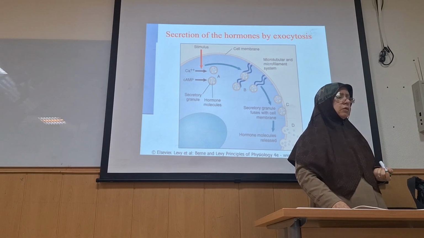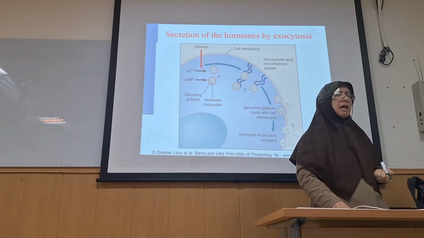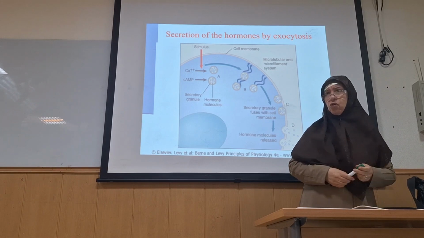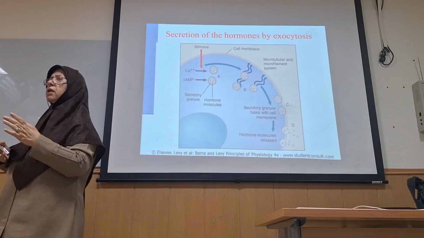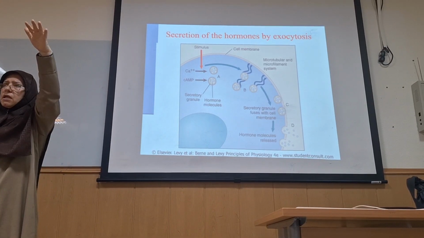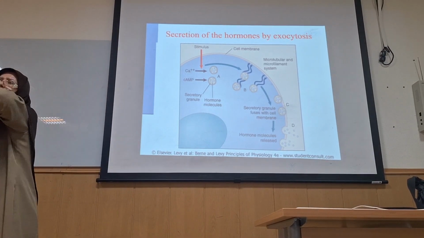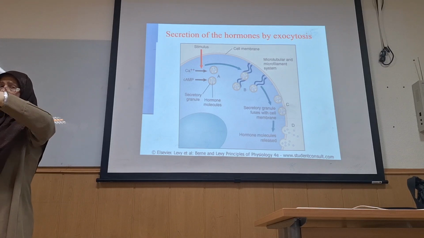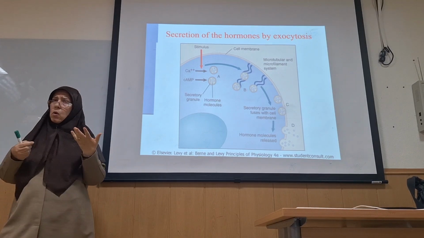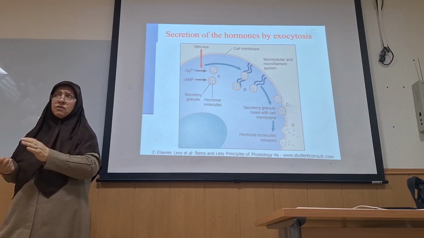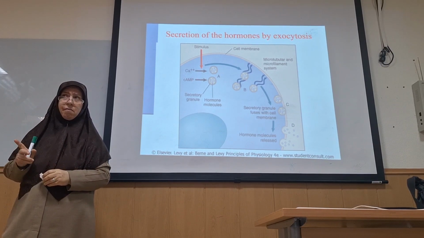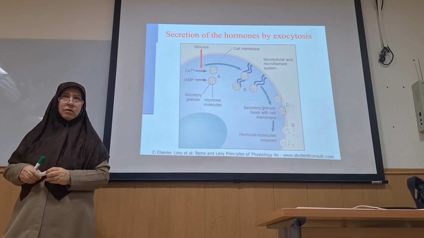Some hormones' exocytosis depends on cyclic AMP. In which hormones? Usually calcium: when the calcium level increases, calcium causes exocytosis. What about some hormones? Calcium inhibits exocytosis. Which hormones?